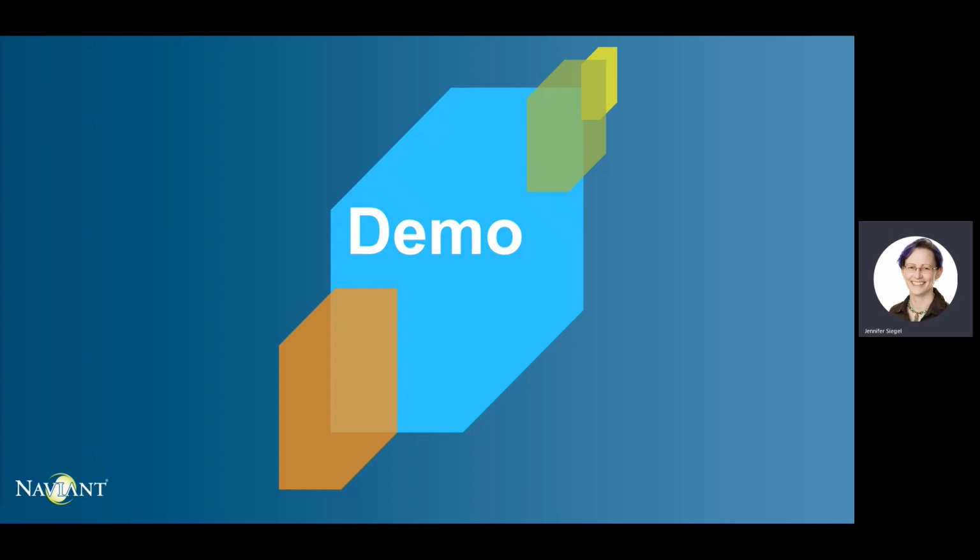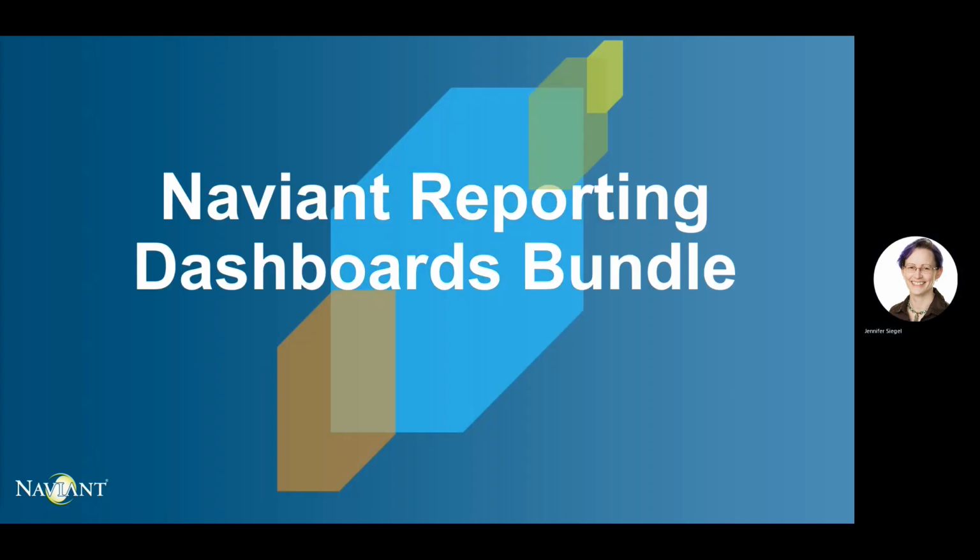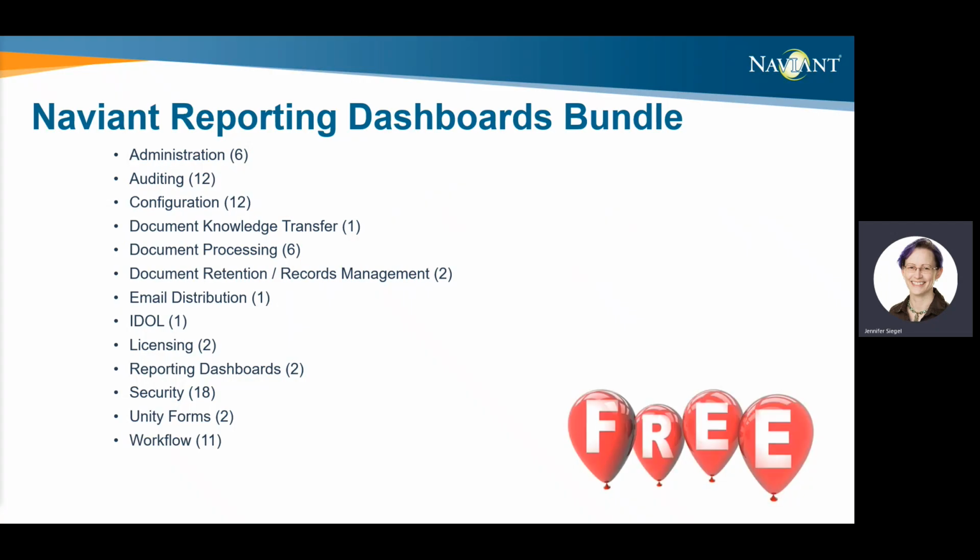Let's see, what else do we have? Oh yes, the Navient Dashboards bundle. There are, at last count, I believe 76 reports in the current version of the bundle, including various reports of these different categories.